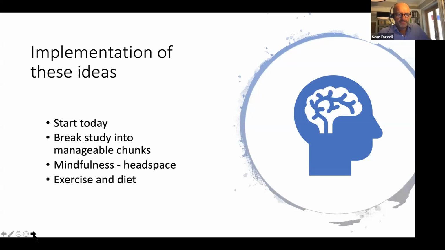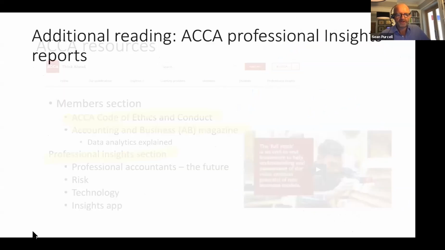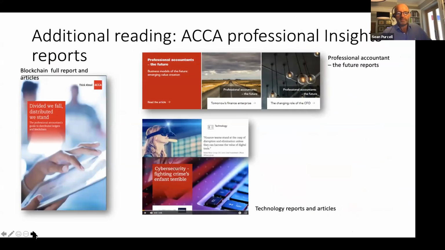Also, think of resources. Think about professional insights to give you broader understanding into areas of risk, technology. If you want to know a bit more about ethics and Accounting Business Magazine, about data analytics, it's all there. So please look at ACCA resources. Don't look at other rubbish. What else would I suggest? If you want to know about technology, the Professional Insights series gives lots of information in this area. Really good. The examiner looks at it.